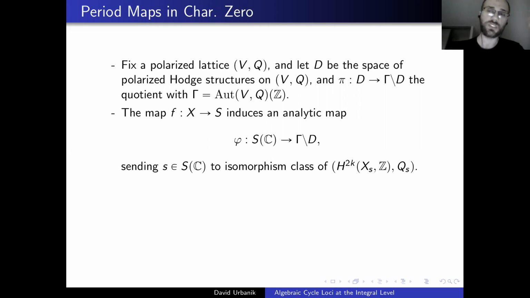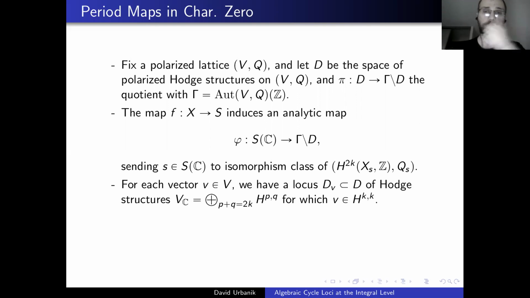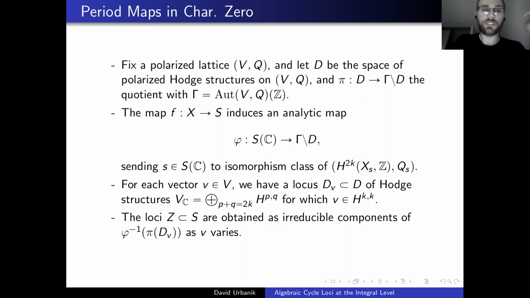And we're going to use this to study the Hodge loci. In particular, if you take a vector v, an integral vector in your lattice, you can define a complex submanifold of D, which is the space of all polarized Hodge structures on (V, Q) for which v lies in the middle piece, right? So you can define this complex submanifold. And the loci Z, you can show, are obtained as irreducible components of phi inverse of pi of D sub v.